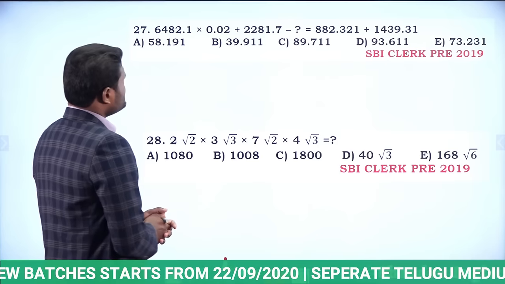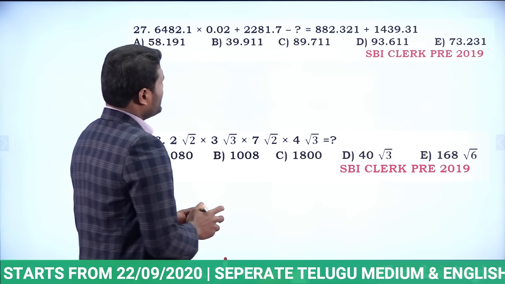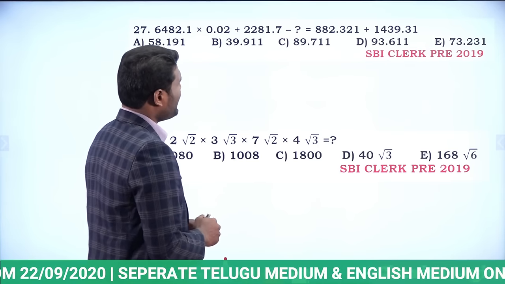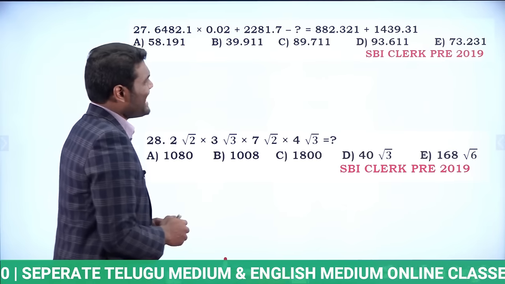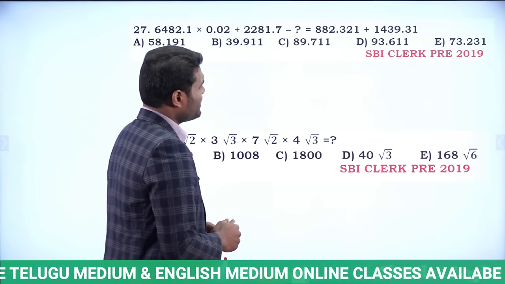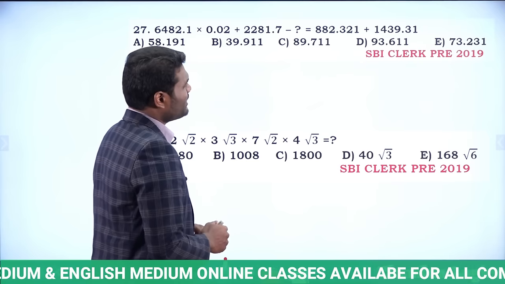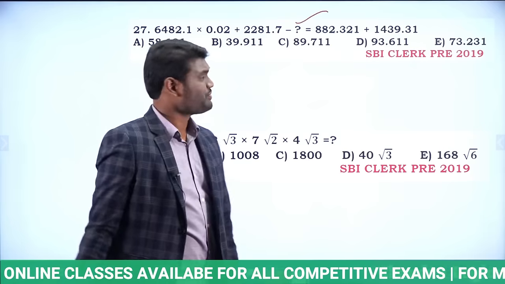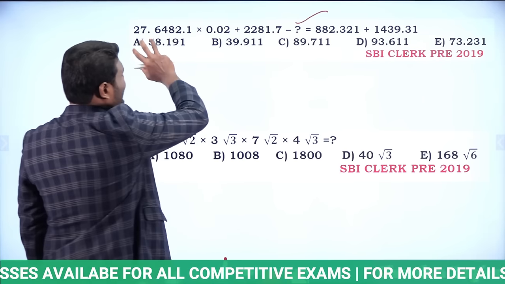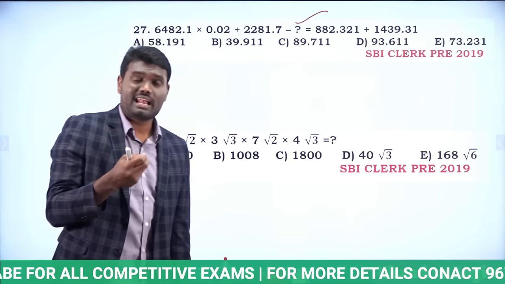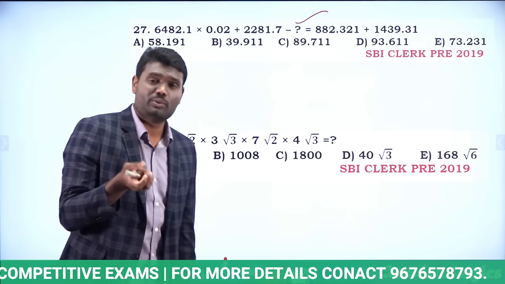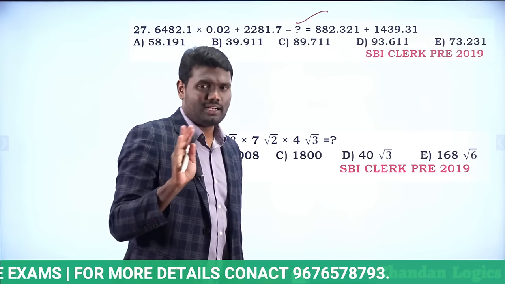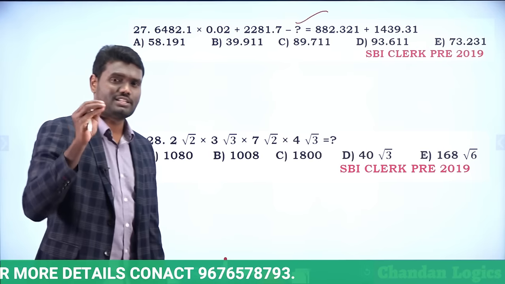6482.1 into 0.02 plus 2281.7 minus question mark is equal to 882.321 plus 1439.31. We are asked to find what this question mark is. Now if you observe here, the numbers are really complicated and the calculation will become complicated. So I will not make this calculation complicated.